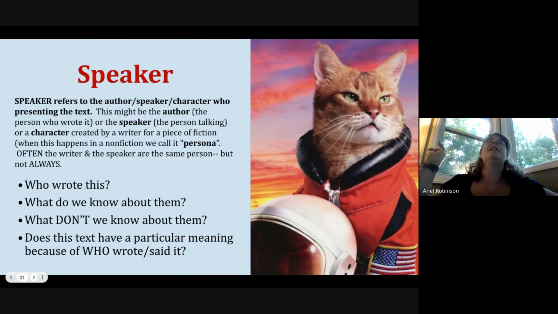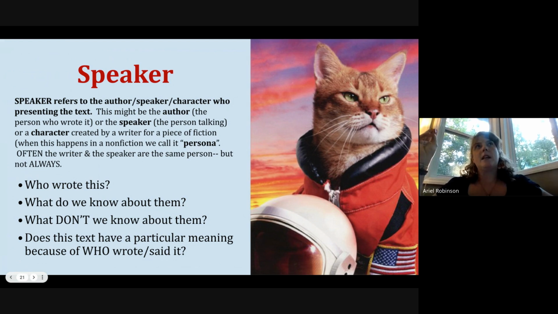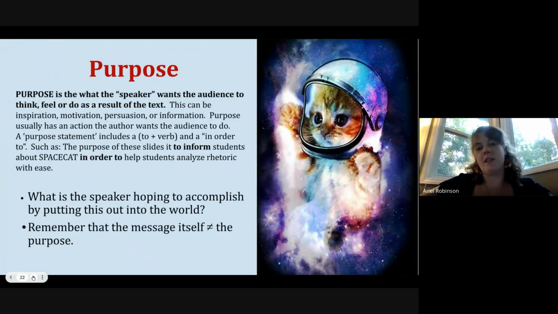When we're looking at the speaker, when you put something out into the world, no matter what it is, you want to look at who is speaking. It's not necessarily the author. It's the character presenting the text. So who wrote it? What do we know about them? What do we not know about them? Does this text have a particular meaning because of who wrote and said it?